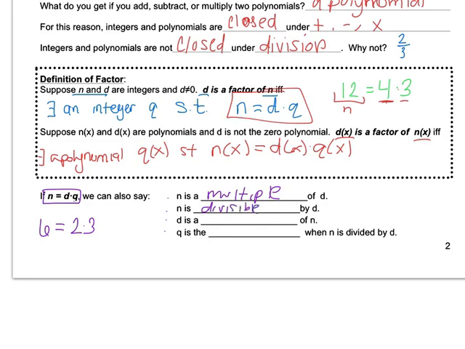D is a factor of n, so that's what we've been saying. Or q is the quotient when n is divided by d. These 4 things all mean the same thing. If you have any of these descriptors for n and d, that means this relationship exists. So you guys are going to need to be able to use this definition of a factor to prove that something is a factor of something, or to prove that some number is divisible by other numbers.